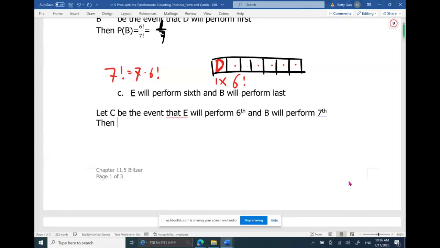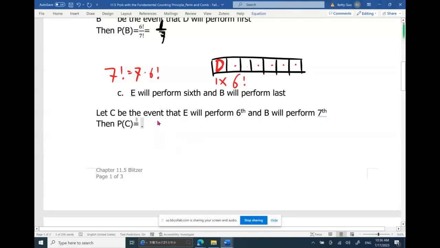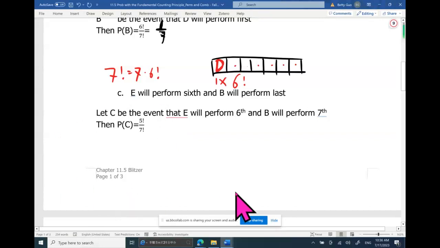Then P of C, again, uses the same classical model. The denominator is always 7 factorial, the total number of possible outcomes, and we focus on the numerator. Let me type the result and I will explain. The numerator is going to be 5 factorial, divided by 7 factorial. Let me explain. The denominator is 7 factorial, which is understandable, right? The total number of outcomes.